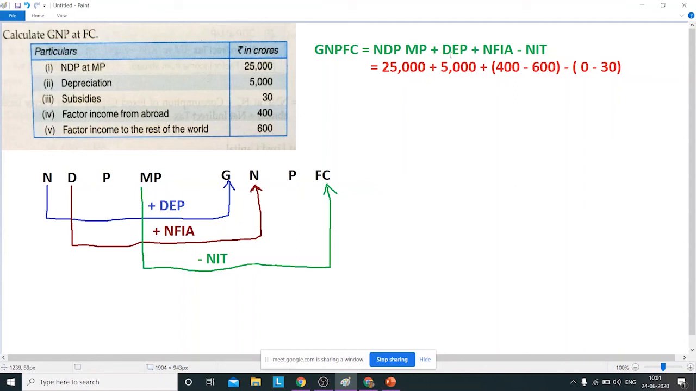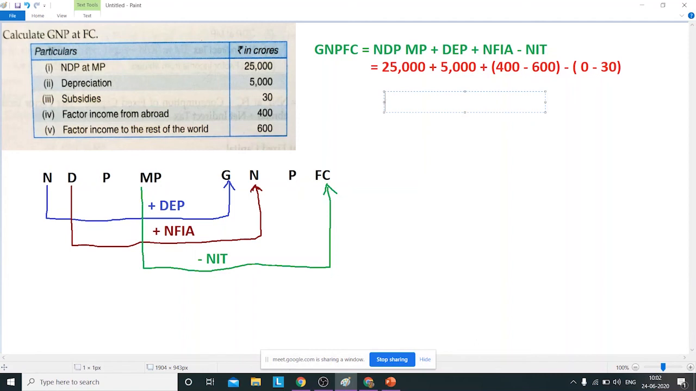NDP MP is given in the question as 25,000. Then depreciation is given as 5,000. Then NFIA is not given directly. We have to find out. That is, the formula is factor income from abroad minus factor income to abroad, that is 400 minus 600 I wrote here. And minus NIT. Net indirect taxes, the term is not given. We have to find out net indirect taxes using the formula indirect tax minus subsidy. So indirect tax is not given, or GST, nothing is given in that regard. So we wrote 0 for indirect tax and minus subsidies is 30. So solve this and tell me the final answer.